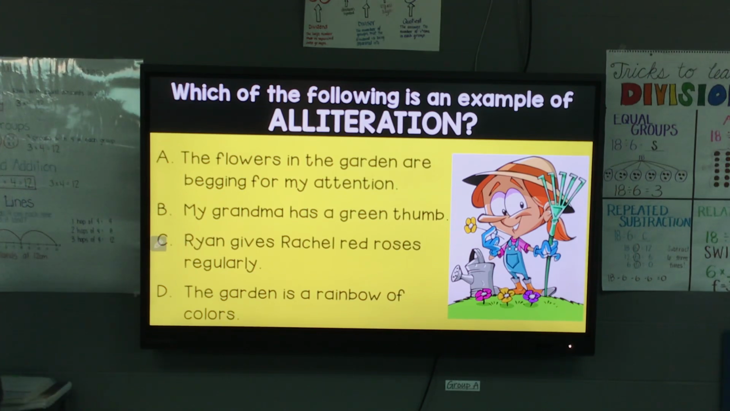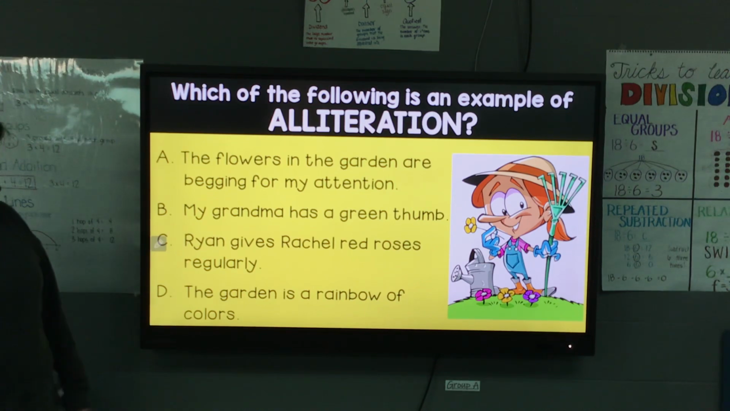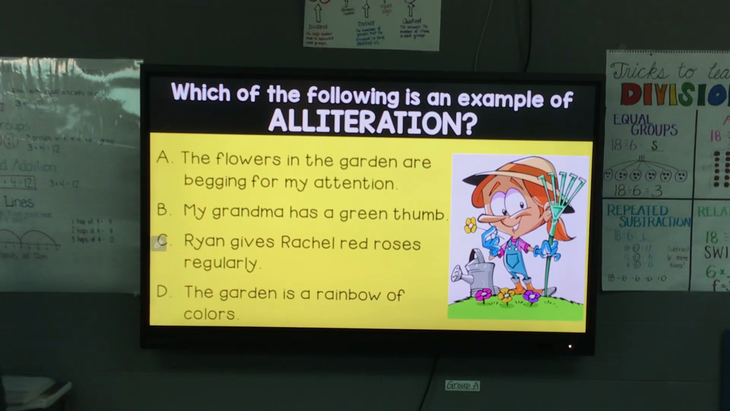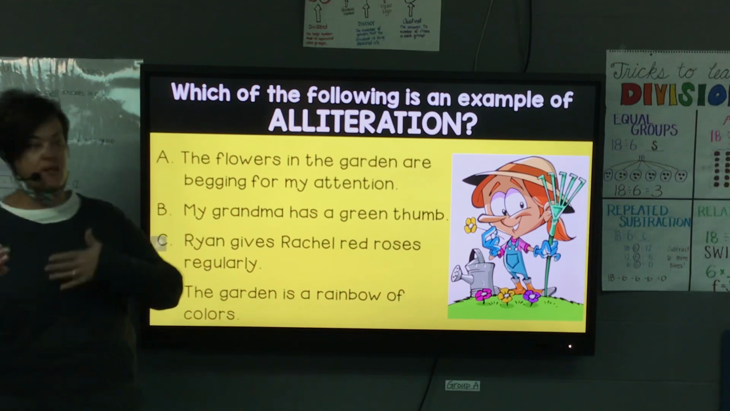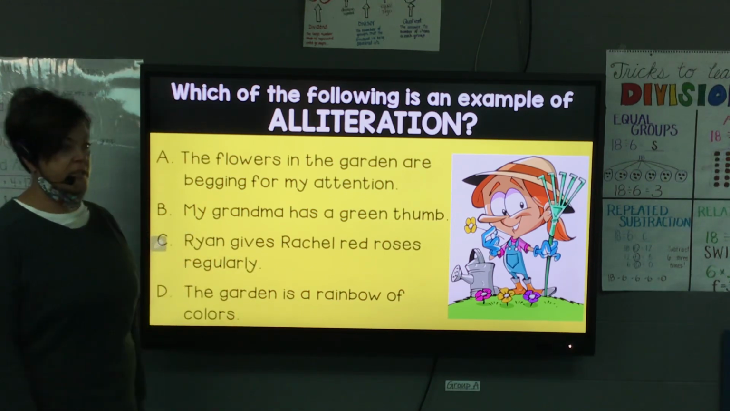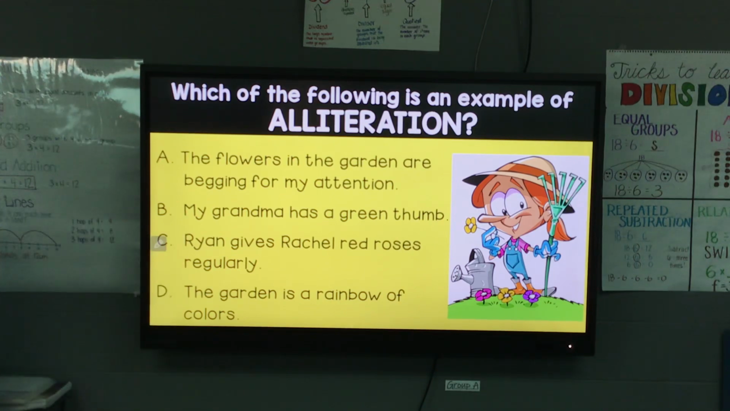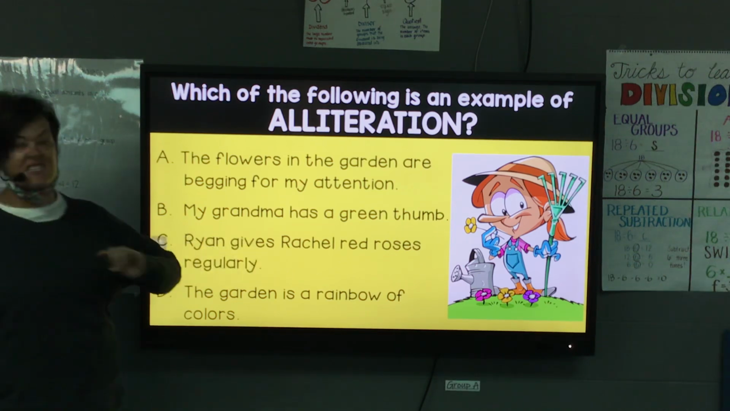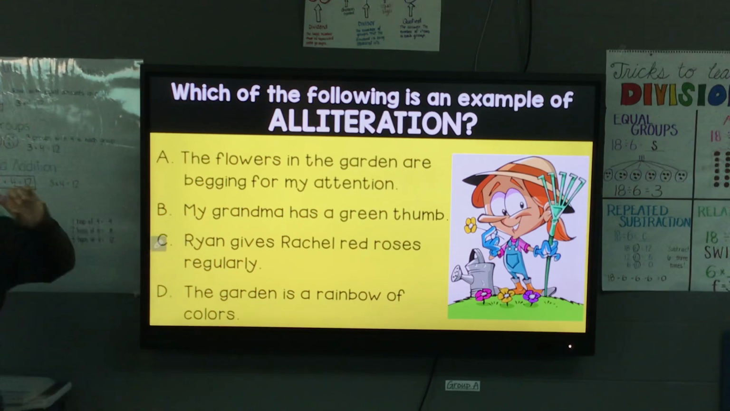Ryan gives Rachel red roses regularly. The garden is a rainbow of colors. Which one is alliteration? Not going to do you any good to look to see what somebody beside you is choosing, is it? You're not going to be able to use their answers when you're working on this by yourself. All right. So you guys are thinking C again. Let's talk about some of these others really quickly.